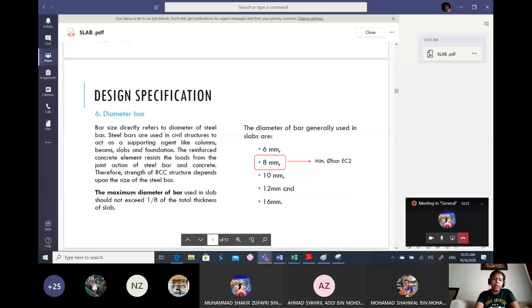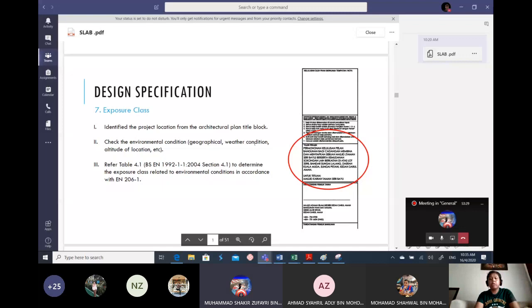Okay, so design specification on exposure class. Saya rasa saya dah explain on the exposure class before this masa our class, masa BIM. So exposure class is identify the project based on the project location from the architecture plan title block. So dekat title block ni kamu boleh tengok our location of the project. Macam this one is dekat Bandar Sungai Lalang, daerah Kuala Muda, Sungai Petani, Kedah, Darul Aman.